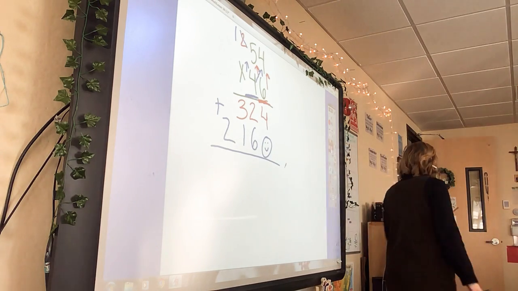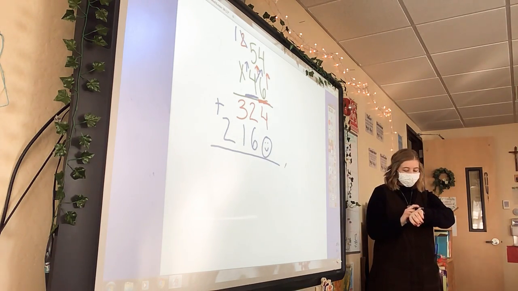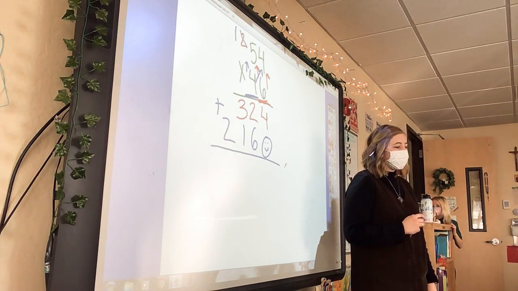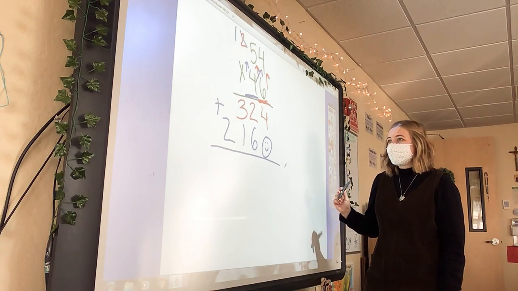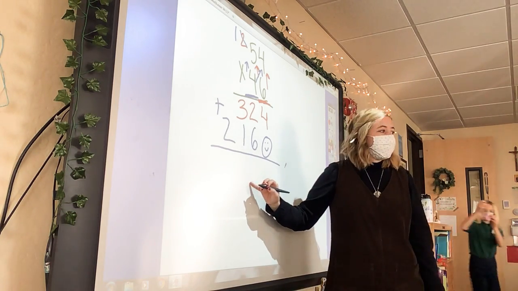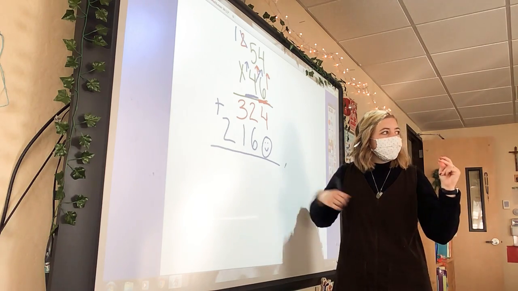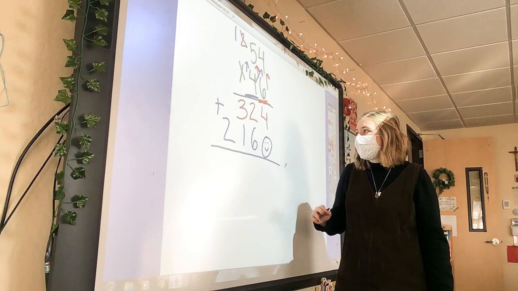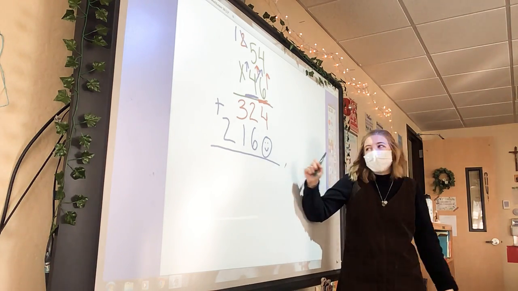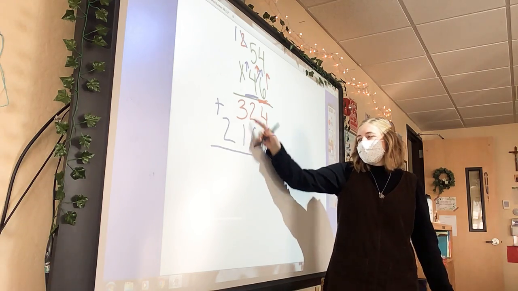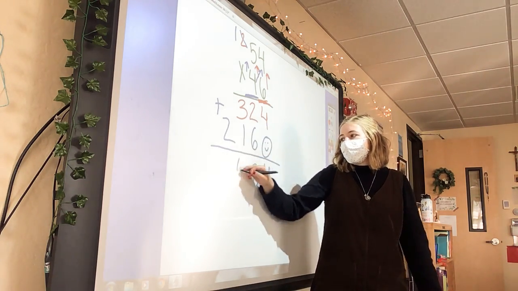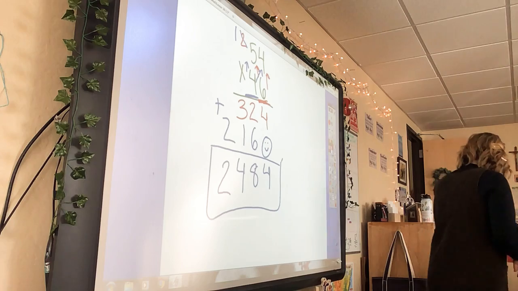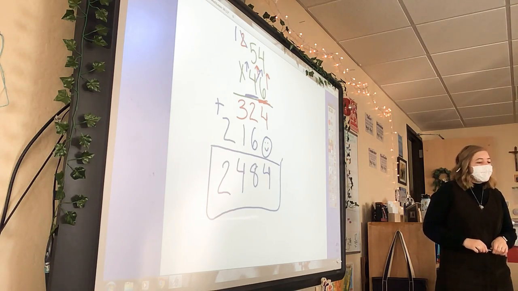You have 10 more seconds. Your final answer. Ready? Go. 2,484. Let's check to make sure you're right. 4 plus 0 is 4. 6 plus 2 is 8. 1 plus 3 is 4. 2 plus 0 is 2. All right. Did I get the same thing as you? Yes. Good. All right. You ready to try one on your own?